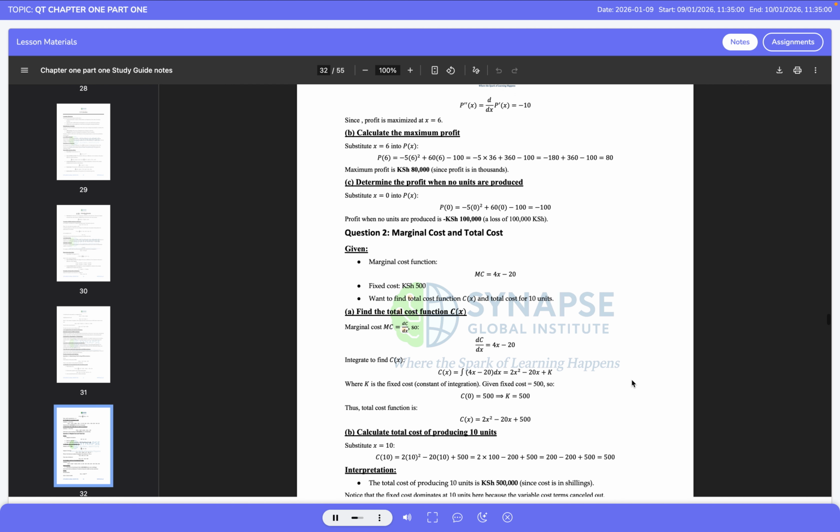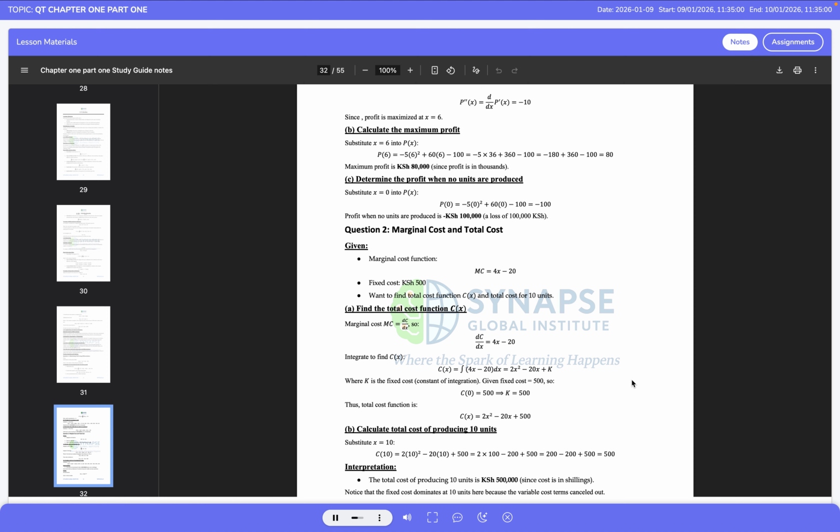When no units are produced, substituting x equals 0 gives negative 100, meaning a loss of 100,000 shillings. In the second question, the marginal cost function is 4x minus 20 and the fixed cost is 500 shillings.